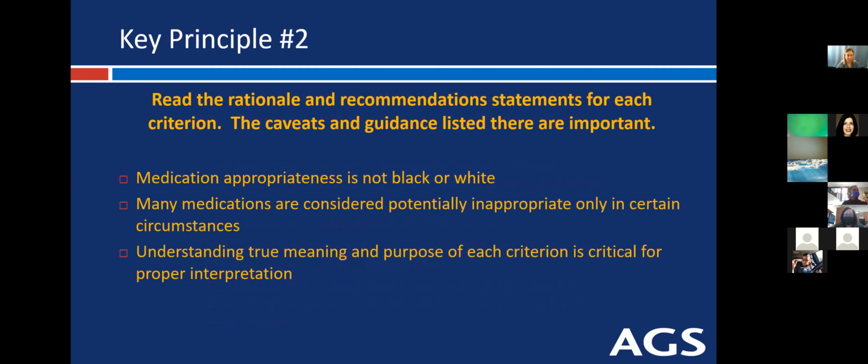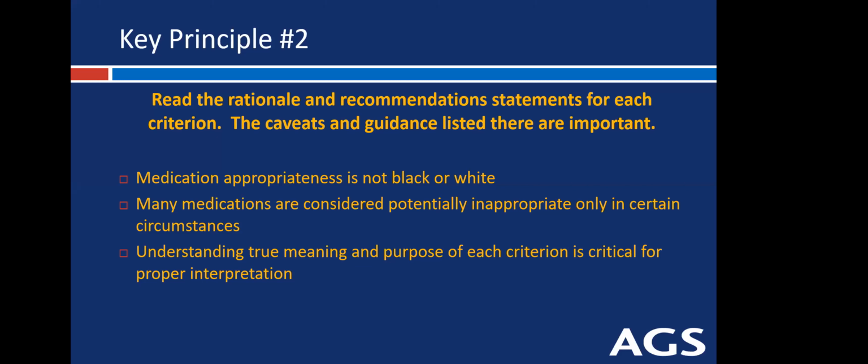The other key principle they have is to read the rationale and recommendation statements for each criterion. They do have caveats and guidance that are listed with each of the recommendations. Again, the whole idea of medication appropriateness is not black or white. We often teach in our program that guidelines are a starting point, not always the ending point, right? So we start with what the guidelines say and we think about how those apply to our patients. Many medications are considered only potentially inappropriate in specific circumstances. We'll have some examples of those today in our escape room. And understanding the meaning and purpose of the criterion is really important for being able to interpret them properly.